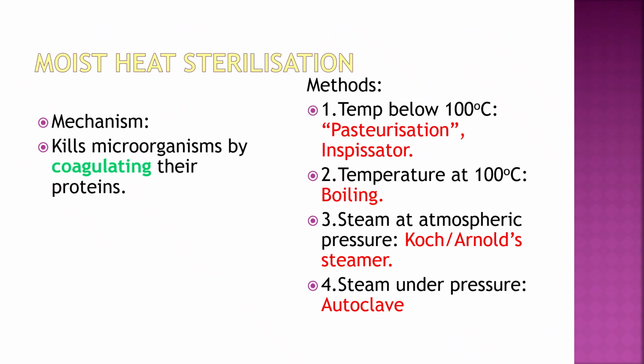So the next type of physical sterilization is moist heat. The mechanism is killing of microorganisms by coagulating their proteins, and so disturbing the cell structure and then cell damage. And the methods are temperature below 100 degrees Celsius, in that pasteurization and inspissator, these are two examples. Then second is temperature at 100 degrees Celsius, so it is by boiling. Then steam at atmospheric pressure, so example is Koch or Arnold steamer, and steam under pressure, example is autoclave.